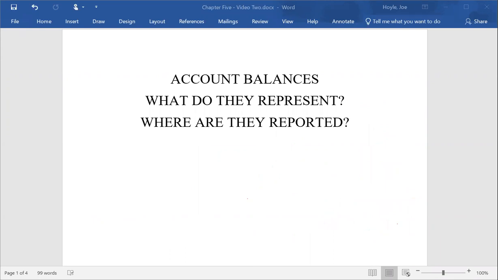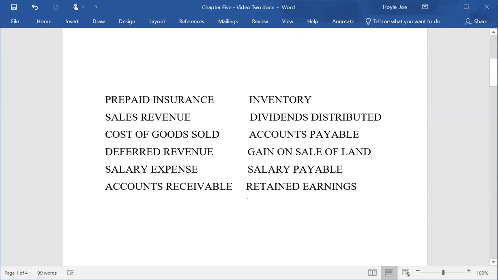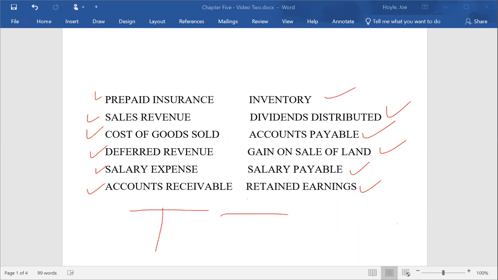that I was facing. Now, the 12 accounts that we're going to look at, and I just picked these almost at random: prepaid inventory, prepaid insurance, inventory, sales revenue, dividends distributed, cost of goods sold, accounts payable, deferred revenue, gain on sale of land, salary expense, salary payable, accounts receivable, and retained earnings. If you go to a company's ledger, you'll find a T account for each one of these accounts. What does the account mean? What does the account represent? And where is it shown on the financial statements?